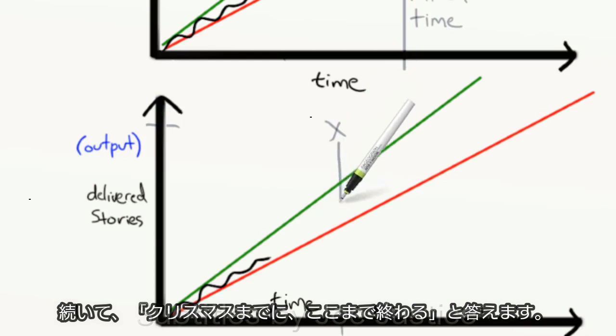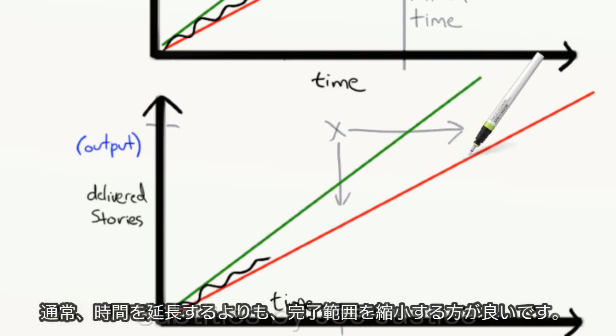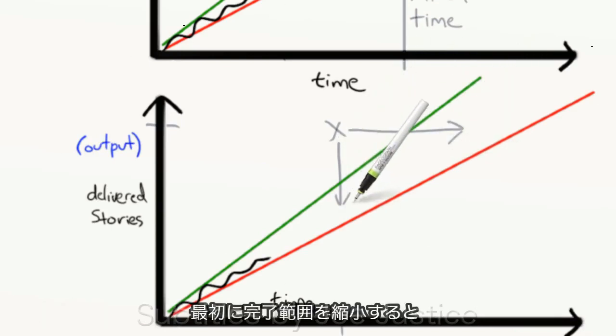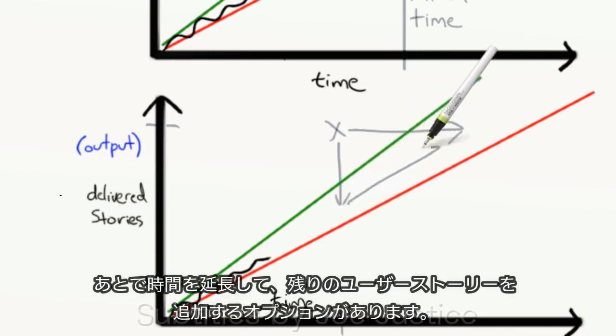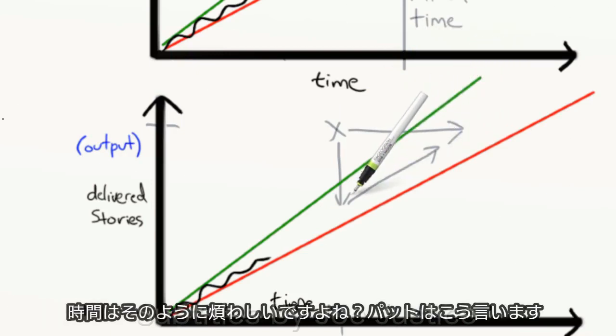Followed by, here's how much we can get done by Christmas, or here's how much more time we would need to get everything done. It's generally better to reduce scope than to extend time, because if we reduce scope first, we still have the option to extend the time later and add the rest of the stories. Vice versa doesn't work, because darn it, we can't turn the clock backwards. Time is rather annoying that way, isn't it?